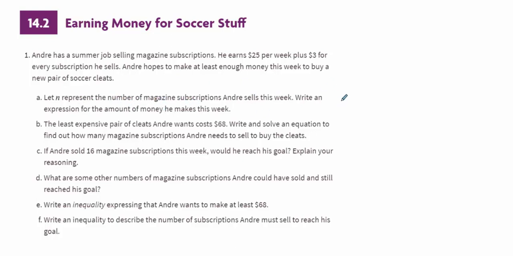So the amount of money he makes this week would be, he earns $25 plus $3 per subscription. So if he sells one subscription, he earns $28. If he sells two subscriptions, that's 3 times 2 is 6, plus 25 is $31, and so on.